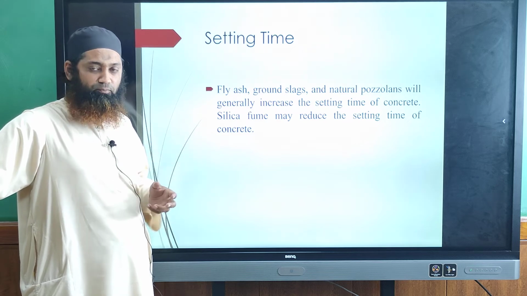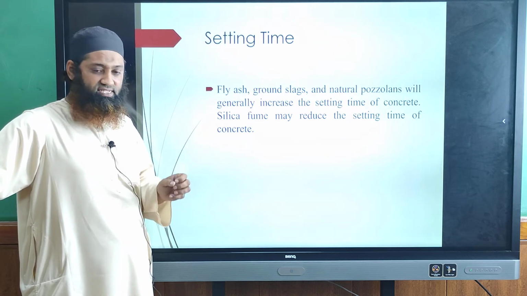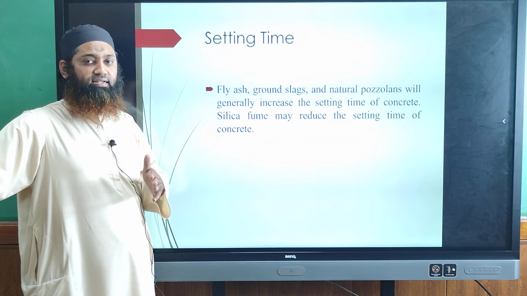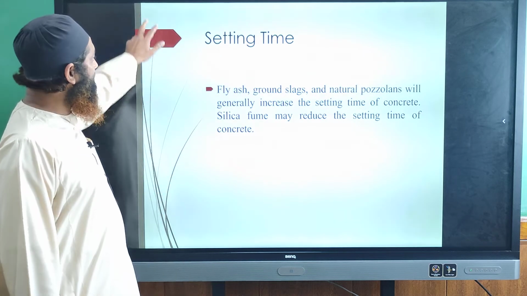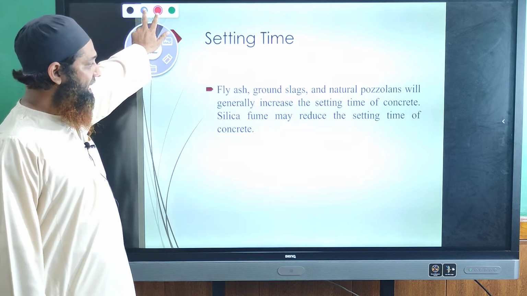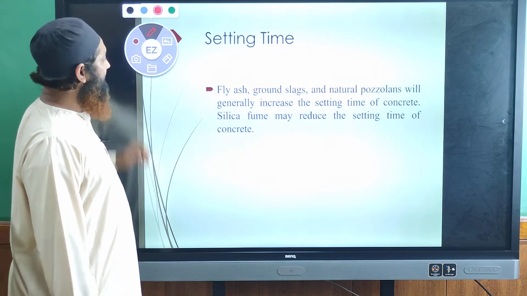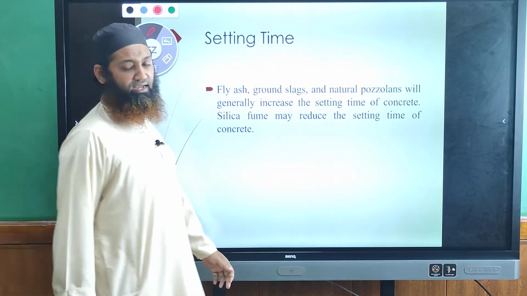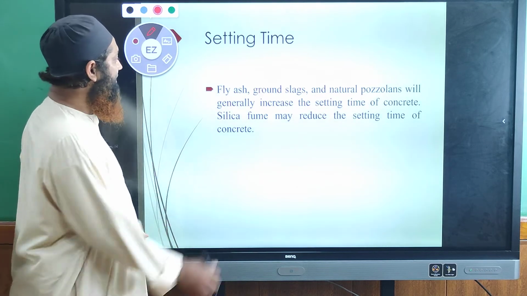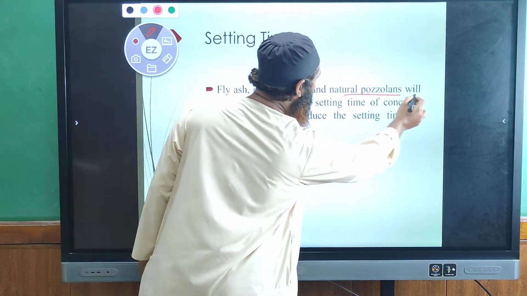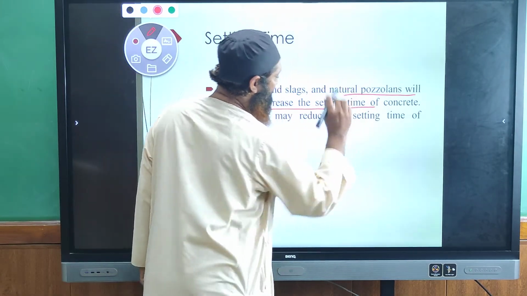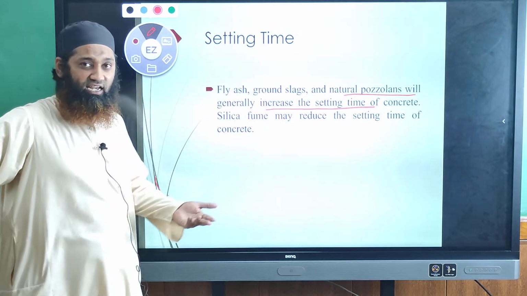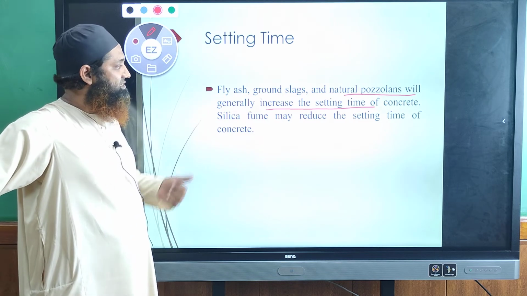After the different materials have been mixed and the concrete has been poured, the setting time also has to be checked. It should be lower. If the setting time is increasing, then we will have problems at some places where the setting should take place instantly. Fly ash, ground slags and natural pozzolans will generally increase the setting time. See, even in terms of setting time, it is increasing when we are adding these materials.